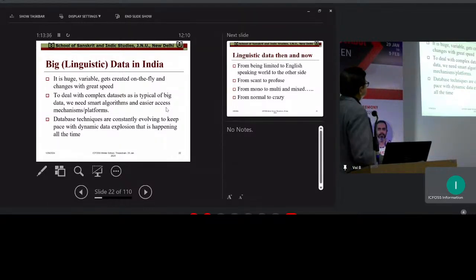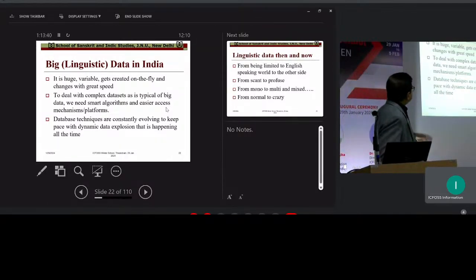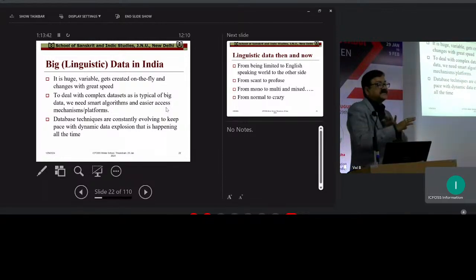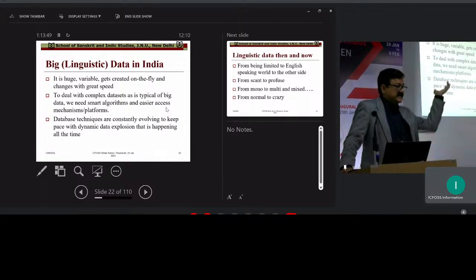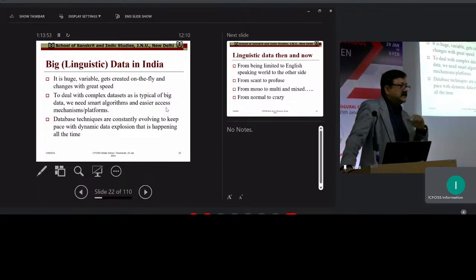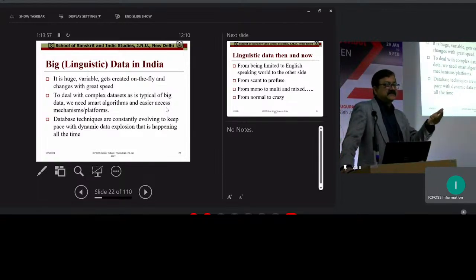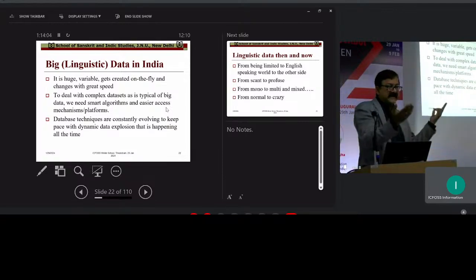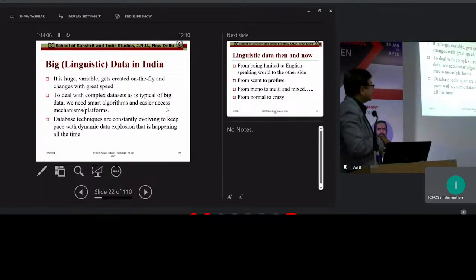In the situation of big data, a huge variety of data gets created on the fly and changes with great speed. As I'm speaking now, if someone were able to capture this and translate it into many languages, it would simultaneously create data in 23 languages, including the Indian languages. This is possible because of ASR and machine translation. ASR will capture my English and translate it into 22 languages. There will be 23 versions of each sentence.